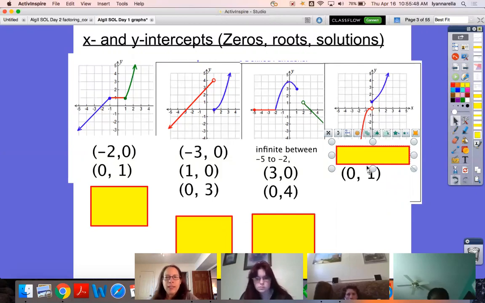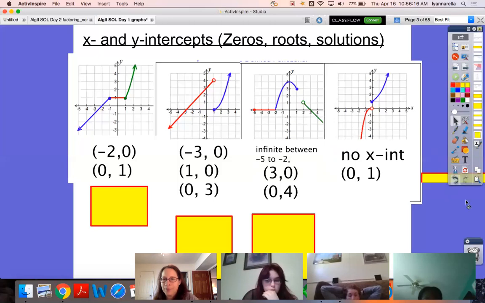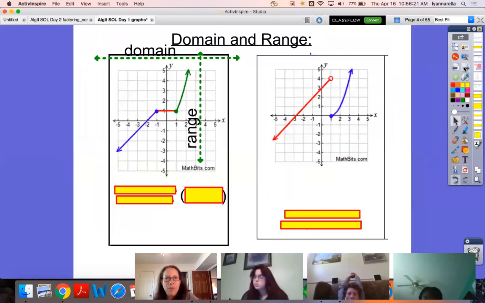Okay. All right, guys, this is the key question of the slide. What is the x-intercept up here? 0, 0? No. What does an open bubble tell us? Is there actually a point there? No. So is there an x-intercept? No. No x-intercept because of the open circle. All right. Moving right along.